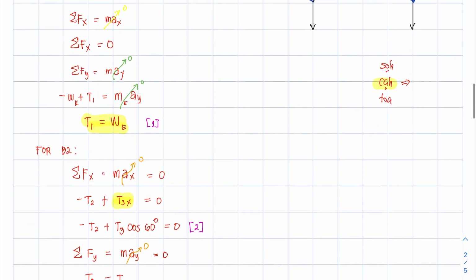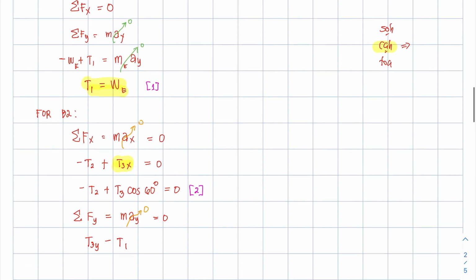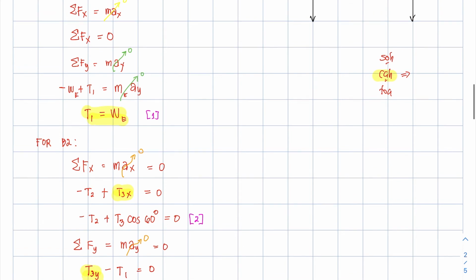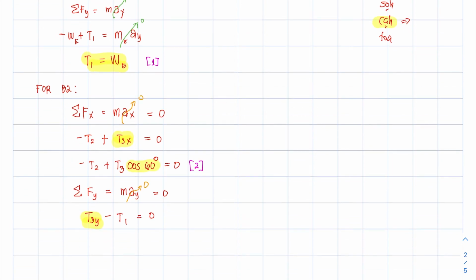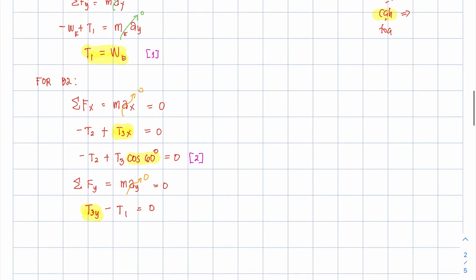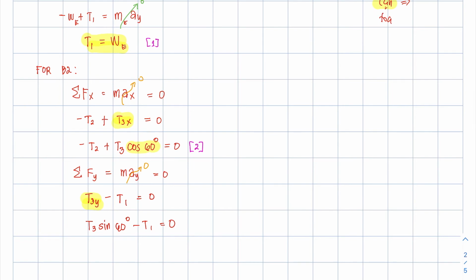So T3y minus T1, and that's all, we have taken all the forces into account. That means this will just be equal to 0. And I have to resolve this one. As I've mentioned earlier in the class, once the x component of this tension is already given as a cosine, as you can see here, it is automatic that the complementary component, which in this case is y, should bear the other trigonometric function. If the other one is cosine, automatically the other one is sine. So in this case, it will be T3 sine of 60 degrees minus T1 is equal to 0. So this will now be your equation 3.